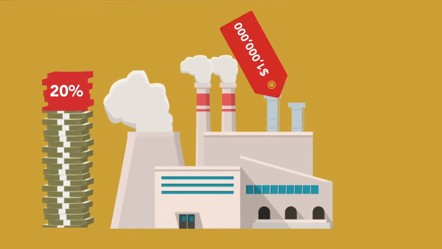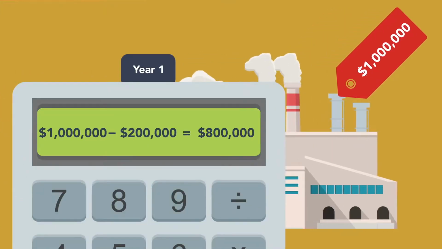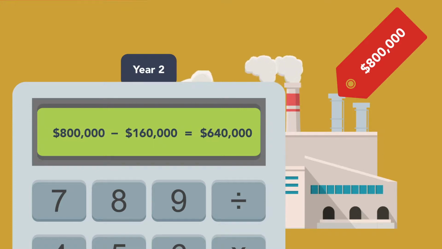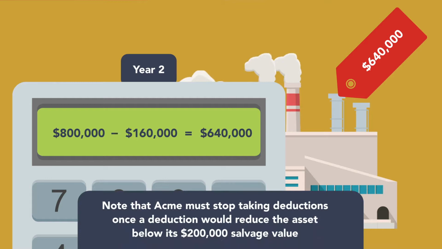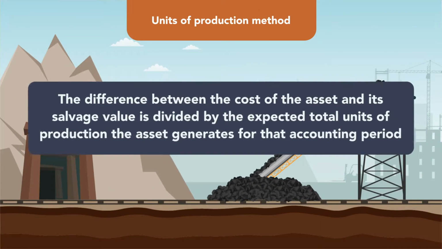For example, let's return again to Acme's $1 million plant and assume that Acme will deduct 20% of the plant's book value every year. The first year, Acme deducts $200,000 as a depreciation expense, leaving a residual value of $800,000. In the second year, Acme deducts $160,000, which is 20% of the remaining $800,000, and leaves a residual value of $640,000. And so on. Note that Acme must stop taking deductions once a deduction would reduce the asset below its $200,000 salvage value.